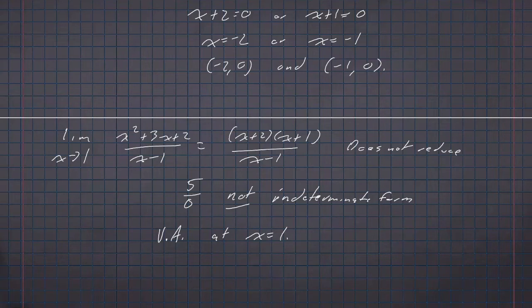I'm sorry, I can't do arithmetic. 1 plus 3 plus 2 is 6, not 5. Stupid mistakes.